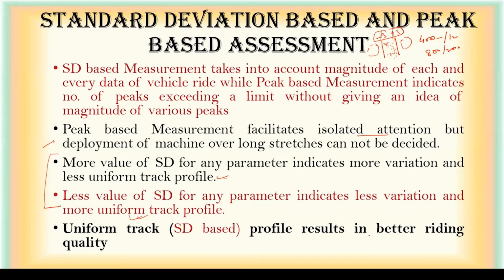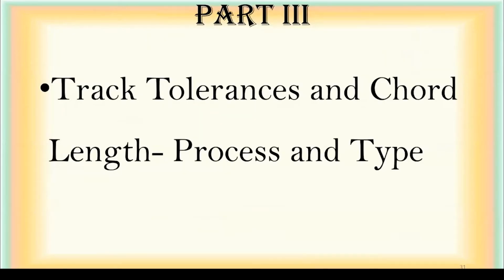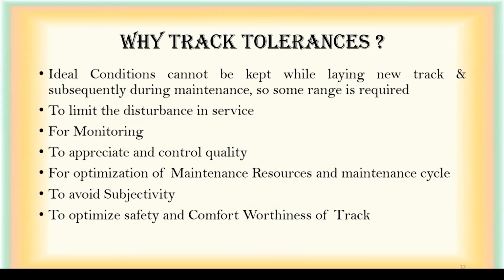Uniform track profile results in better riding comfort, better riding quality. This all we have discussed. Now we will see what are track tolerances, why we have laid them down. As we have discussed, we cannot keep ideal conditions for our track. We cannot maintain our track at -3 gauge, 0 cross level, 0 twist, alignment defect 0, or unevenness defect 0. It is not possible practically. So we need some limit within which we can maintain it.